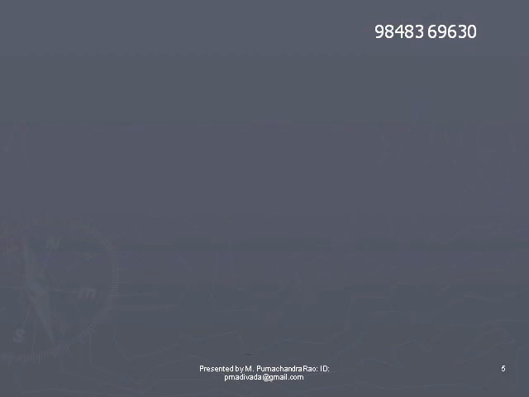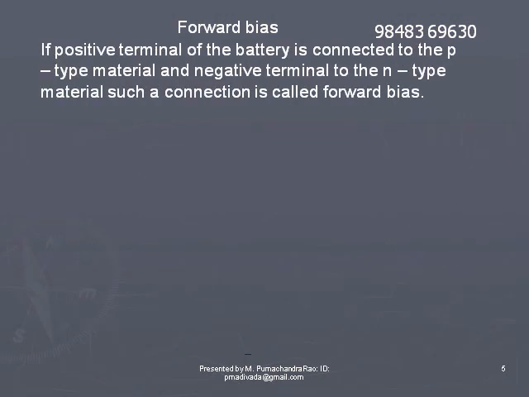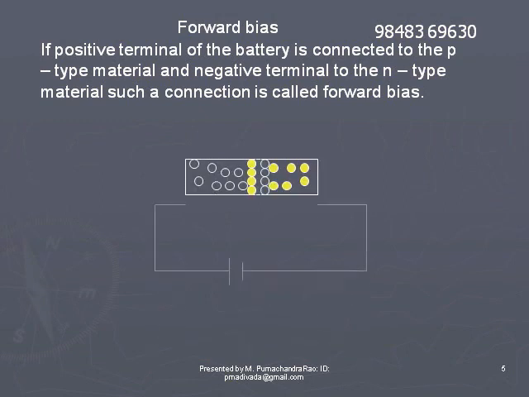Forward bias. Biasing means applying potential difference. Applying potential difference to the junction is known as bias. If the positive terminal of the battery is connected to P-type material and the negative terminal of the battery is connected to the N-type material, such a potential difference is known as forward bias. If the battery positive is connected to the P-type material and negative of the battery is connected to the N-type material, it is known as forward bias.